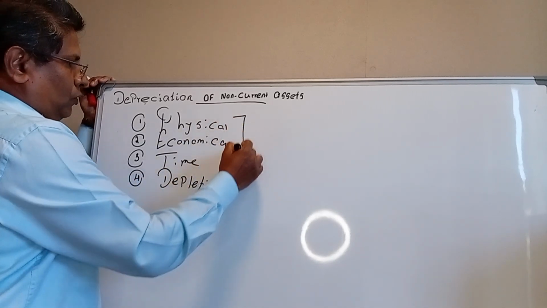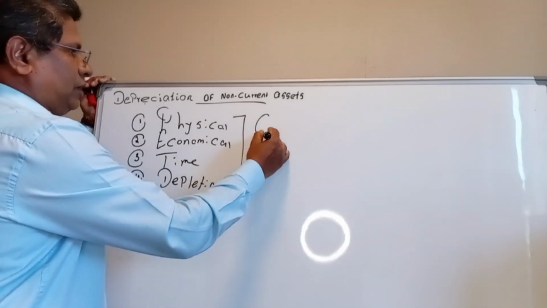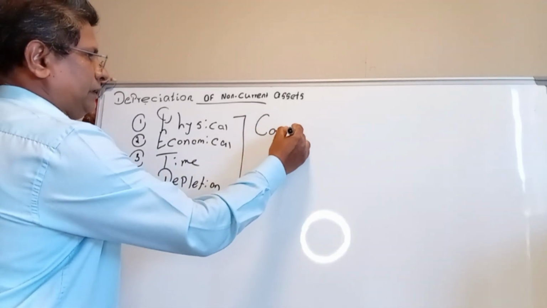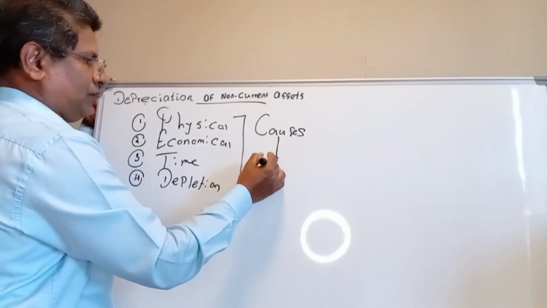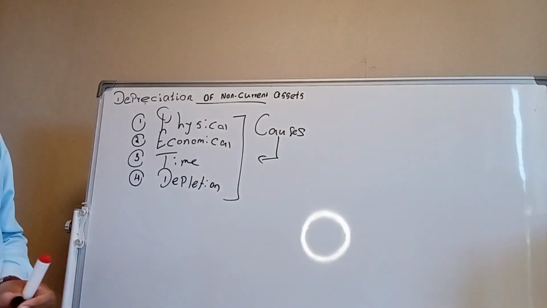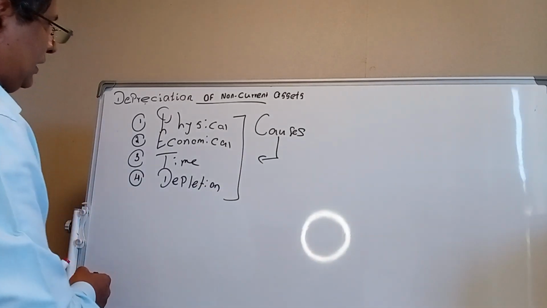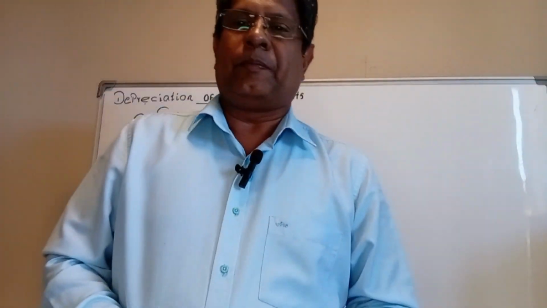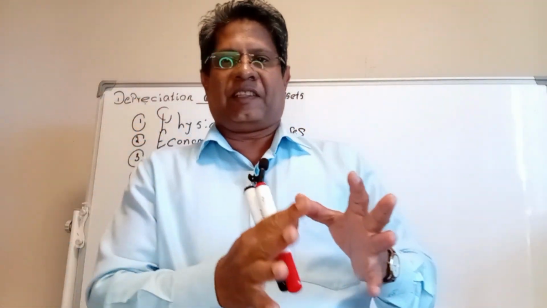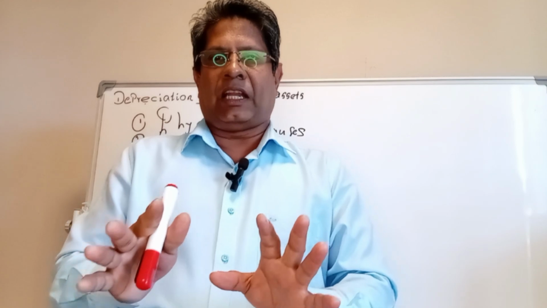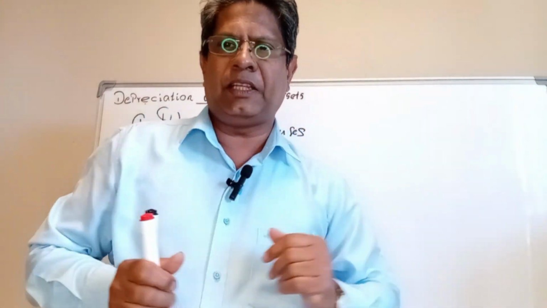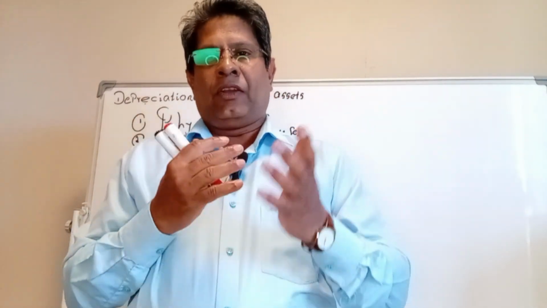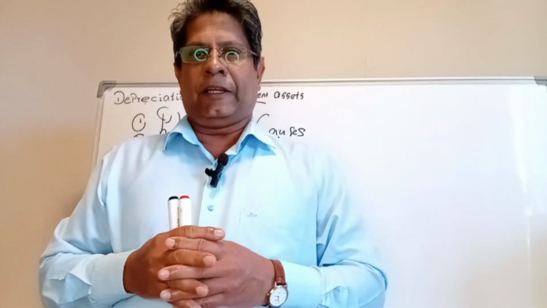Right? So the causes of depreciation have been tested in Unit 1 in the exam as well. We can summarize the causes of depreciation as physical reasons, economic factors, time factors, as well as depletion. So depreciation, as I said, is a loss of the value of a non-current asset due to many reasons.